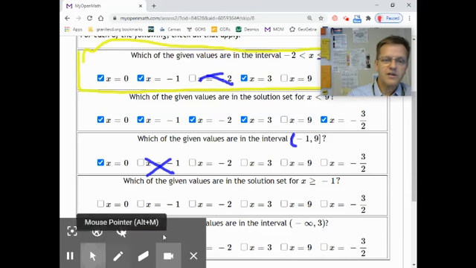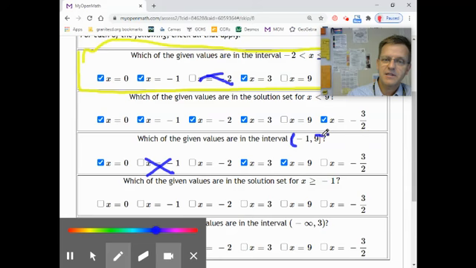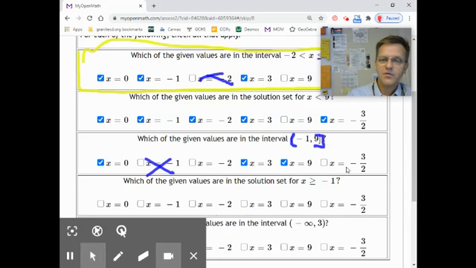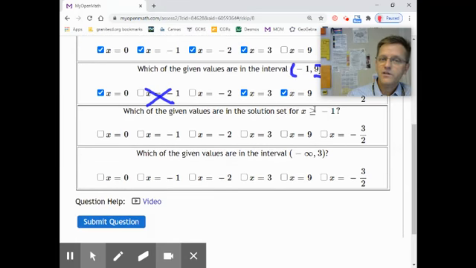All right, how about negative 2? Nope, too small. How about 3? Yeah, of course. 9? Yes, because of the square bracket. The square bracket means 9 is included, so we select 9. And then this one is negative 1.5. No, that's too small.